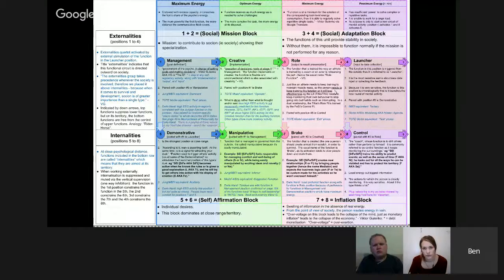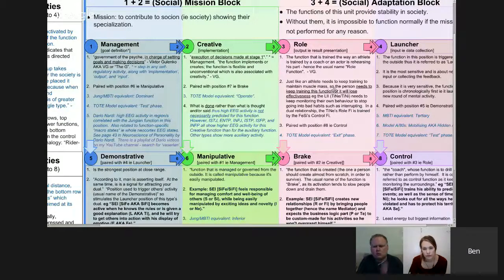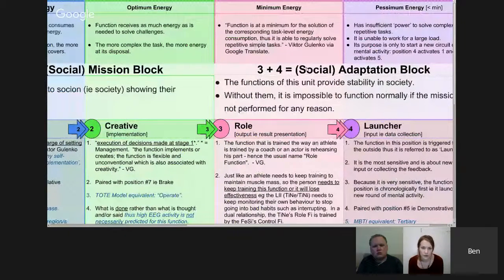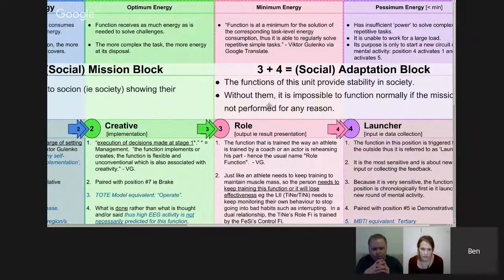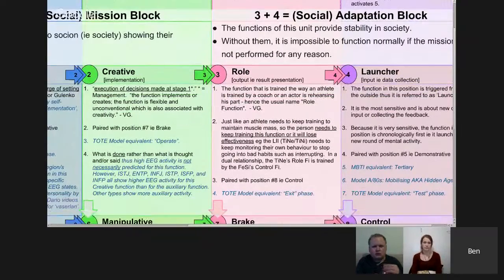Right. The role function has a minimum energy, just enough energy to get stuff done. So it's like, the function is at a minimum for the solution of the corresponding task, level of energy consumption. Thus it is able to regularly solve repetitive simple tasks. Okay, just enough to get by is just enough energy for the role function. So in Jonathan's case that would be SI. Just enough energy for it.